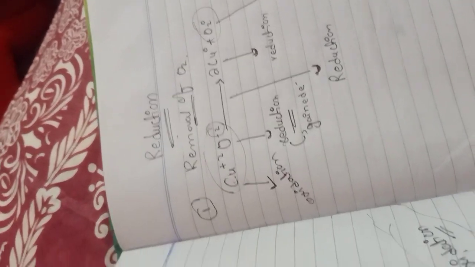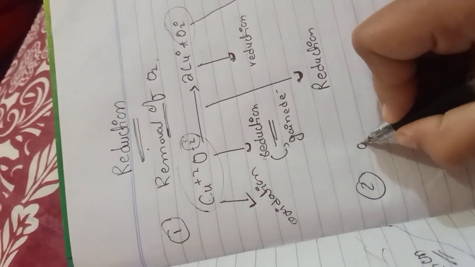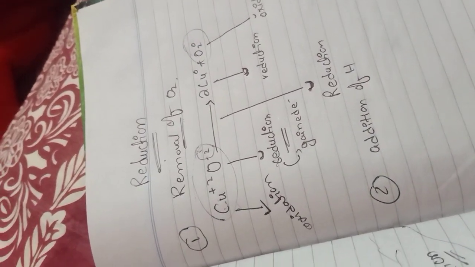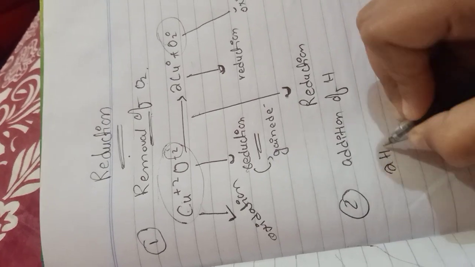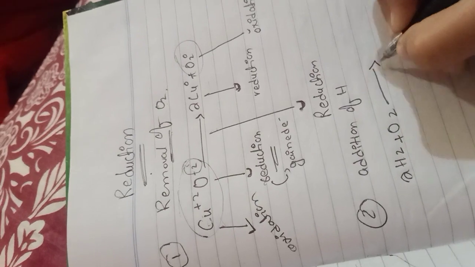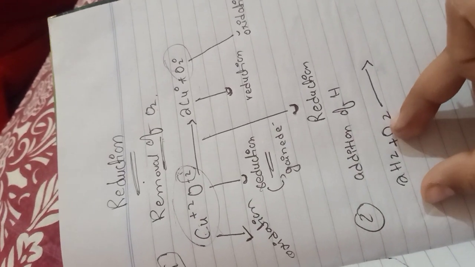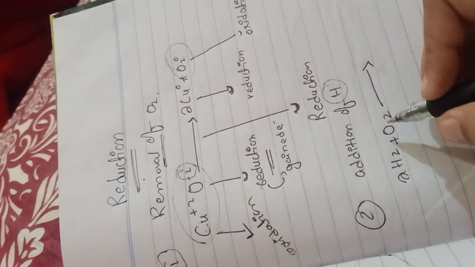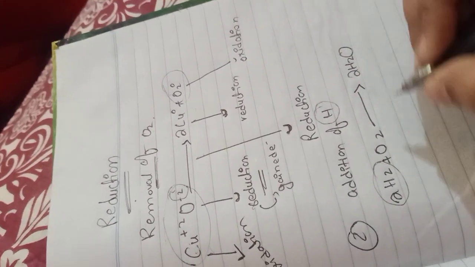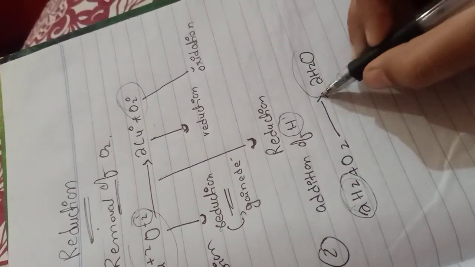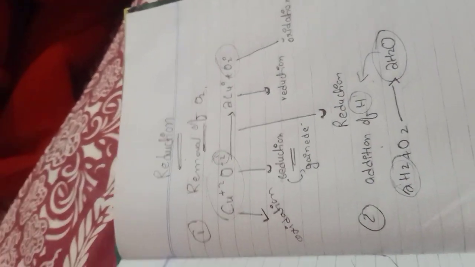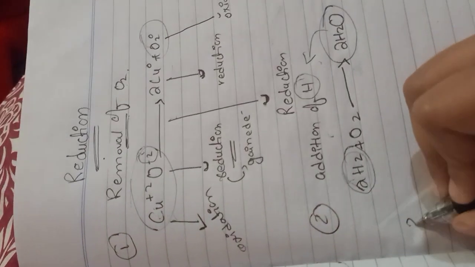With that, the second term is the addition of hydrogen, which is called reduction. For example, I have 2 H2 plus O2, and here the hydrogen is getting added to oxygen, and we get H2O. The hydrogen is getting added and a compound, water, is formed. If the addition of hydrogen is there, it means the reduction process is there.